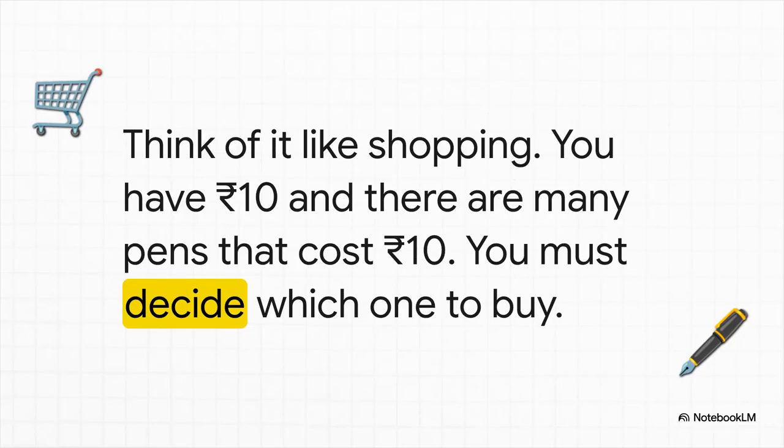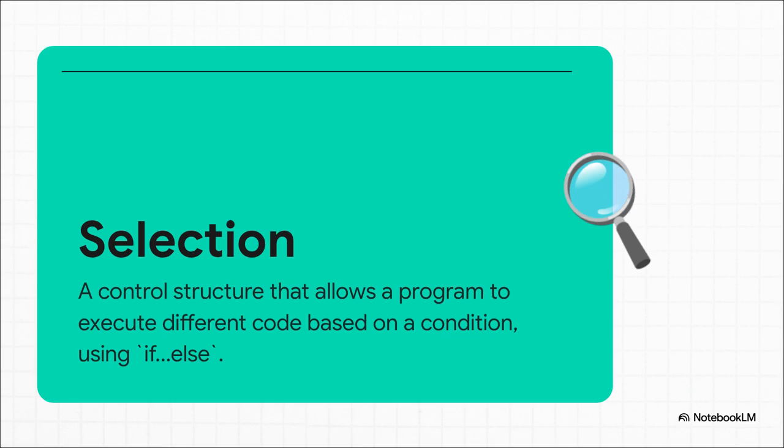A program has to look at its options based on certain conditions. Is this the right color? Or is this even in stock? In the world of programming, this whole act of making a decision is called selection. So what this really means is that selection lets our code ask a question, like, hey, is this number bigger than that one? And then based on the answer, it acts. It creates two or even more possible paths for the program to go down.